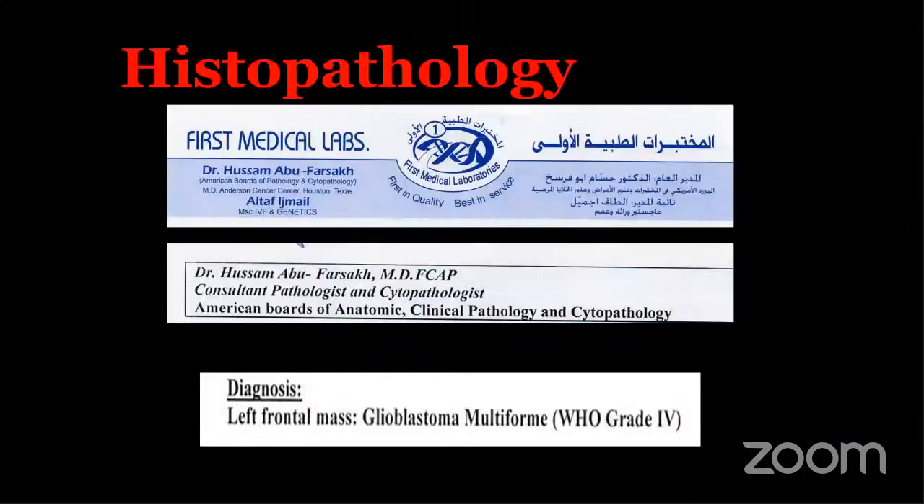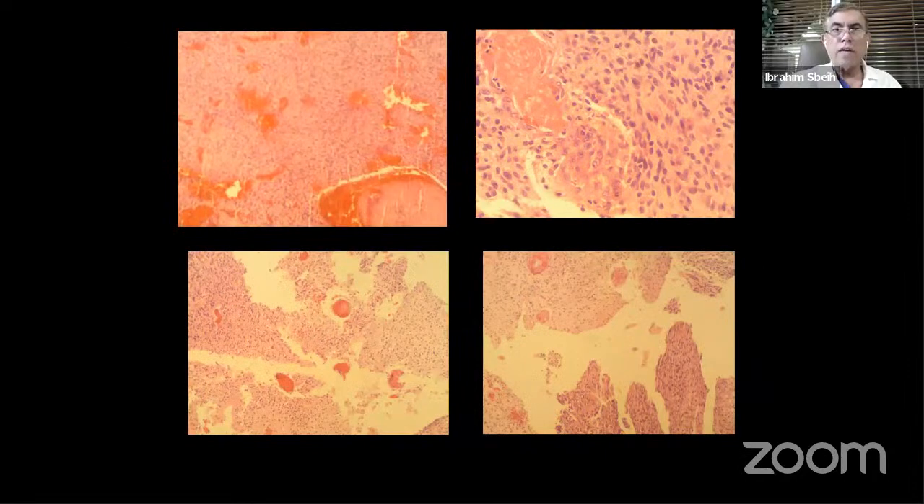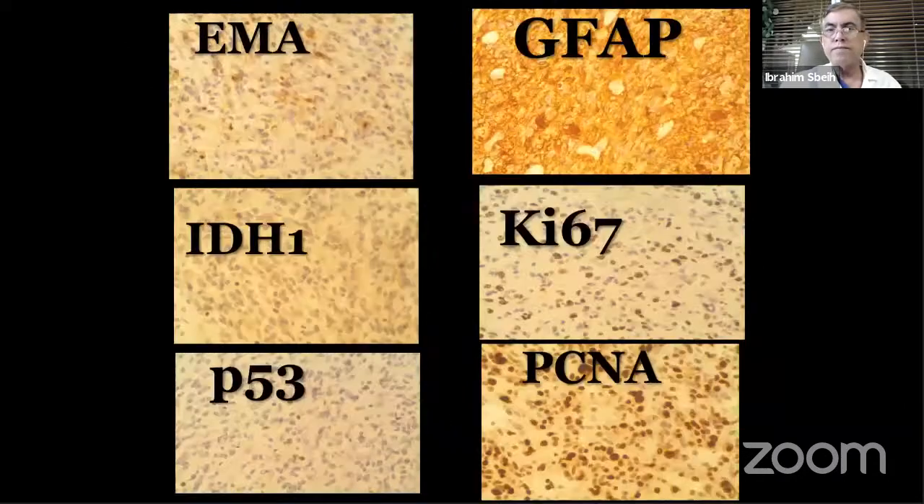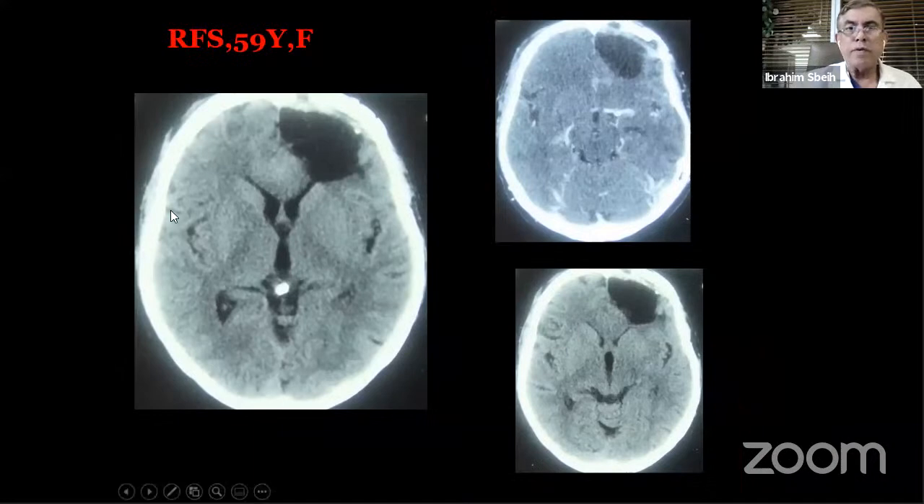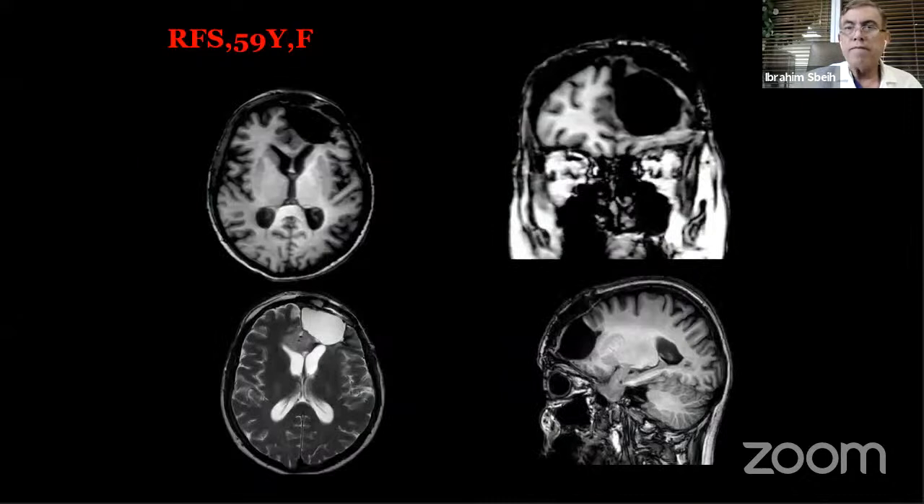Now, this is the histology. Again, hemorrhage inside the tumor cells. The usual immunostaining that we do, extensive immunostaining. We don't stop. We don't leave any stone unturned. And this is the postoperative scan after radical excision of her tumor. As you can see, she did well postoperatively, and she received radiotherapy for the remnants of the glioblastoma multiforme that we don't see.